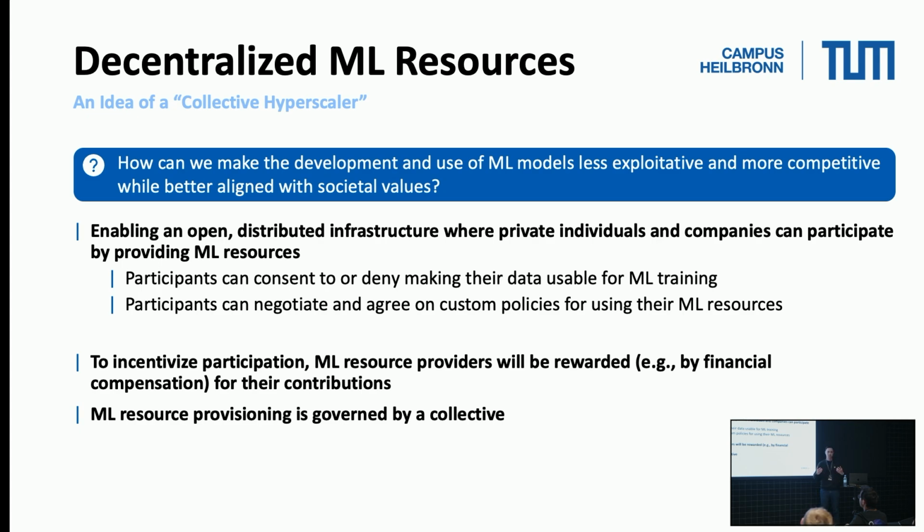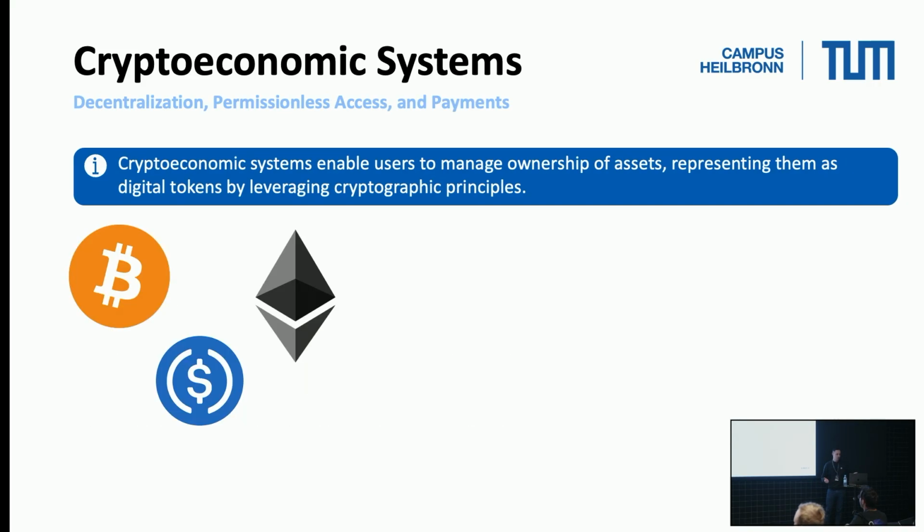And here, combining with cryptoeconomic systems, the goal is to have an incentivized participation for all machine learning resource providers and consumers that are financially rewarded then. This is when cryptoeconomic systems come into play. So basically, to give you a bit of a research-based definition of cryptoeconomic systems, they basically enable users to manage the ownership of assets by representing assets as digital tokens and leveraging cryptographic principles.